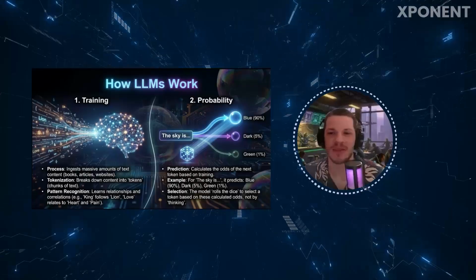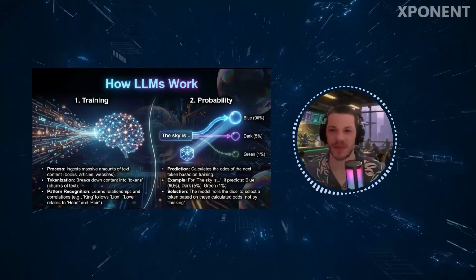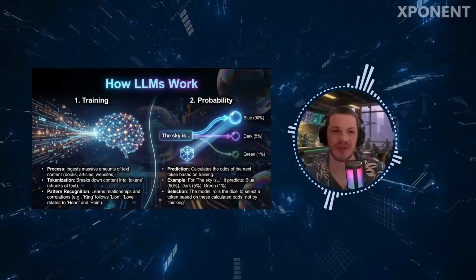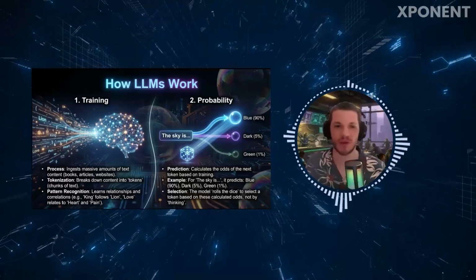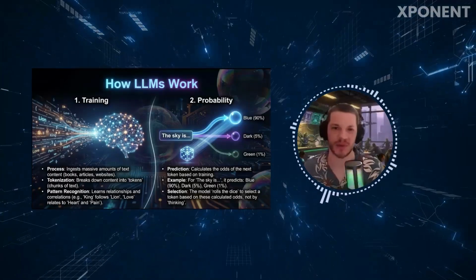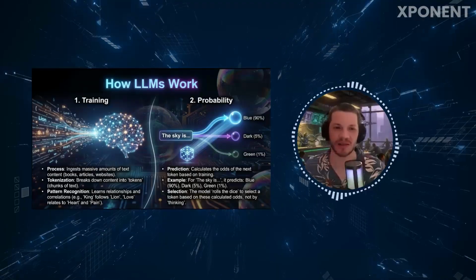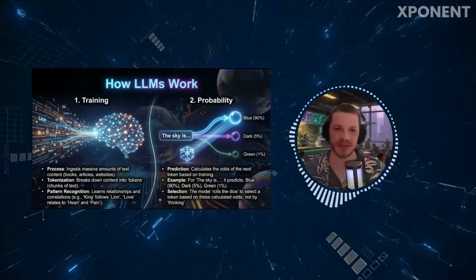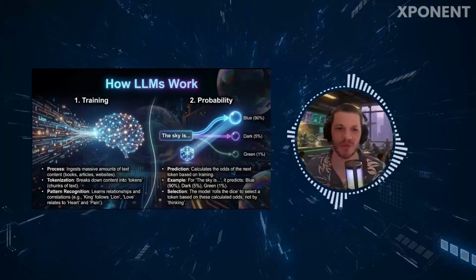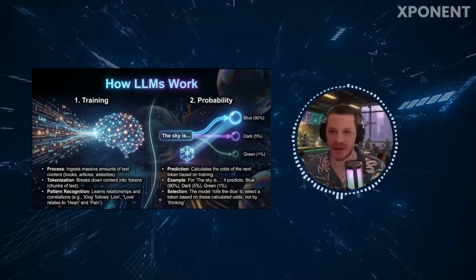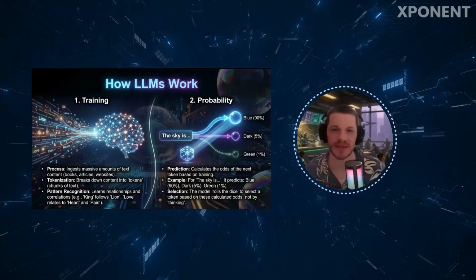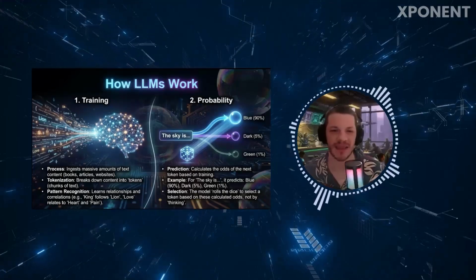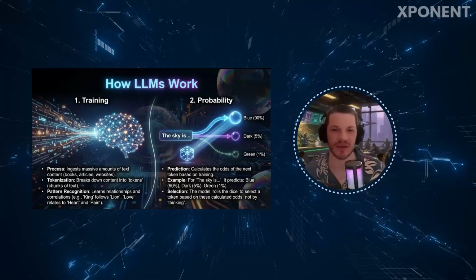And then next, what you do is you take those mathematical correlations and you deduce the probability. So when you ask the model a question, it's not thinking about the answer. It's calculating the odds of what token comes next. So if you type "the sky is," the model calculates blue 90%, dark 5%, green 1%. It rolls a dice, and then it selects the token based on those odds.